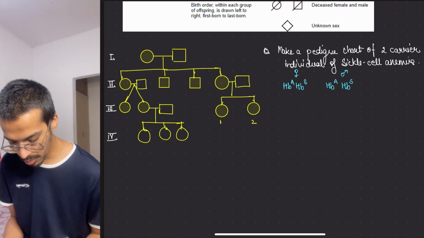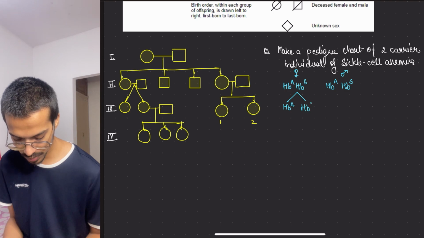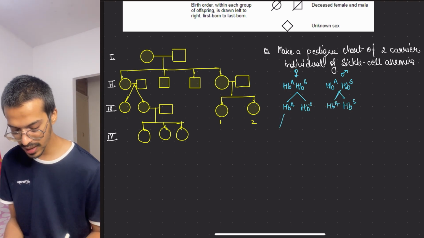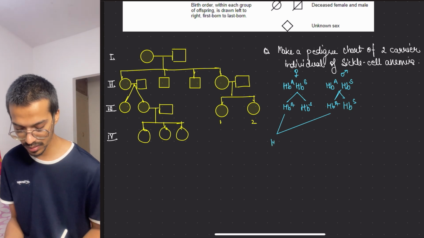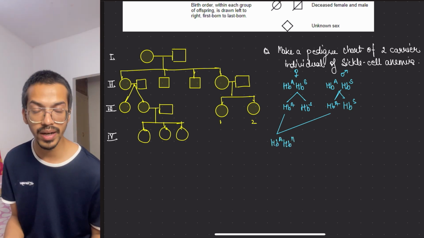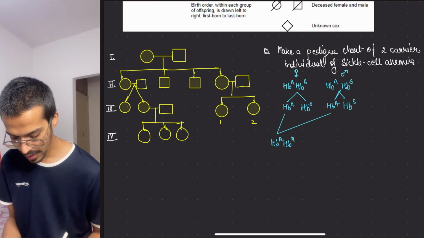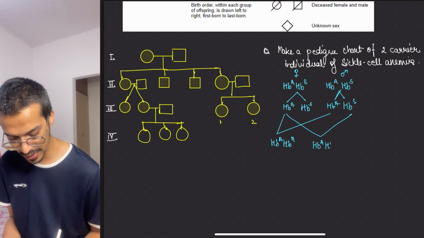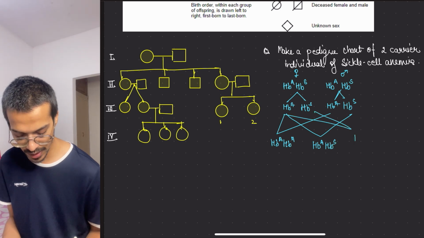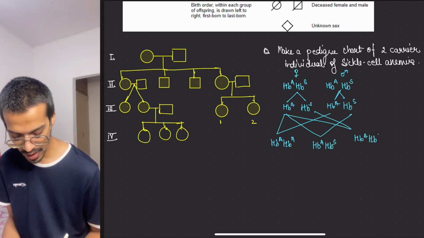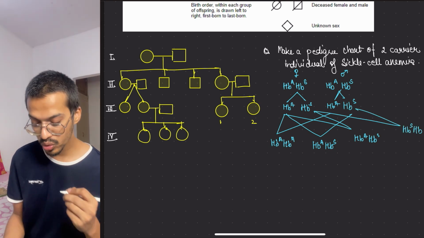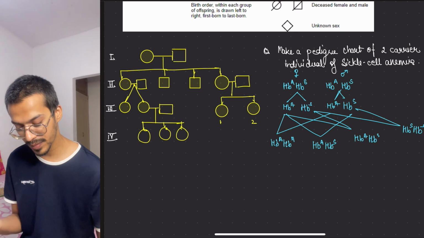What are the options they have? HBA, HBS, HBA, HBS. Number one option is that both the alleles are healthy, HBA, HBA. Another option is HBA, HBS, which means carrier. This is HBA, HBS carrier. And the last one is HBS, HBS. So if you have to make its pedigree, how will you make it?